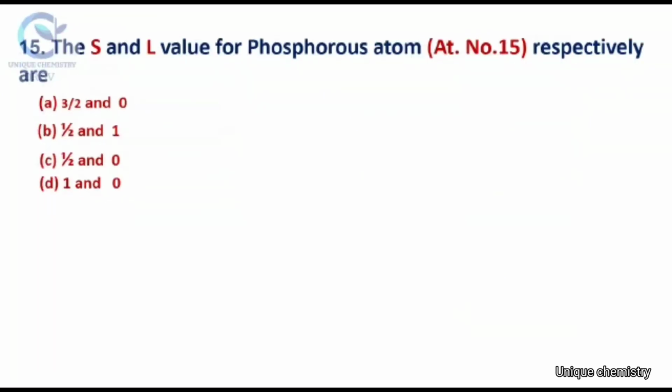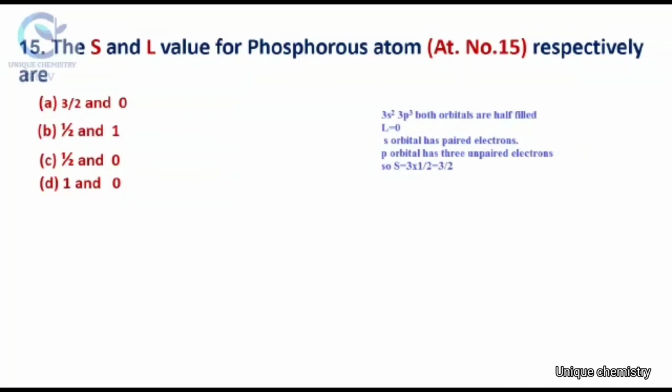Question number 15. The S and L value for phosphorus atom number 15 respectively are 3 by 2 and 0, 1 by 2 and 1, 1 by 2 and 0, 1 and 0. Actually the outer electronic configuration of phosphorus is 3s2, 3p3. Both 3s and 3p are half filled, so L is equal to 0. So the s orbital has 2 paired electrons, p orbital has 3 unpaired electrons.